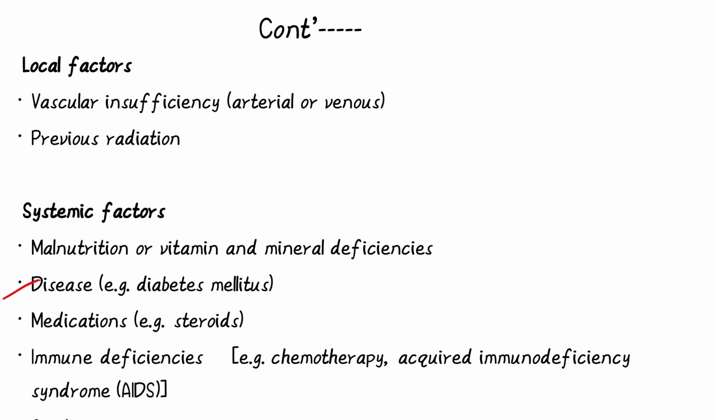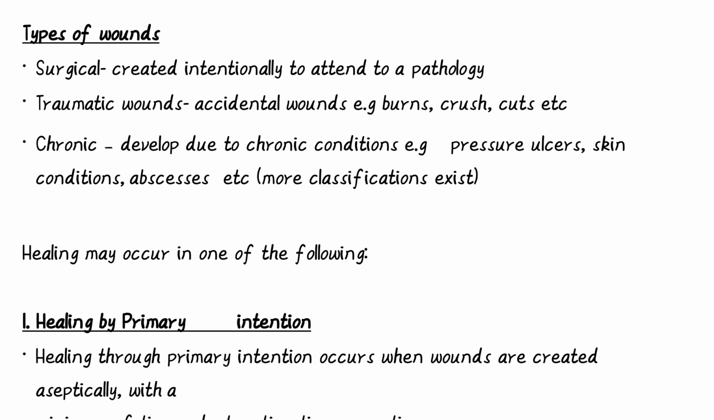Then we might even go to removing the affected limb, or amputation. Then also the use of medication. Steroids always lower the rate, so they lower the progression of wound healing. Then immune deficiency. This applies to those on chemotherapy or those who have acquired immunodeficiency syndrome, which we term AIDS. At this point, they're always at risk of opportunistic infections, which might slow the rate of wound healing.